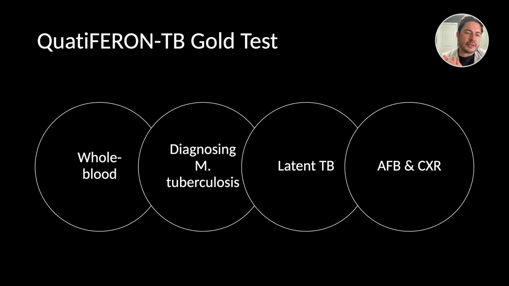When we look at the QuantiFERON TB Gold test, this is a blood test. So the first one was the PPD, the second one was sputum culture. This third one is a blood test. With this blood test, we can diagnose the M. tuberculosis infection. This will include latent TB. We use this in addition to the chest x-ray, the AFB, and the PPD. So this we would use in addition to those other exams.